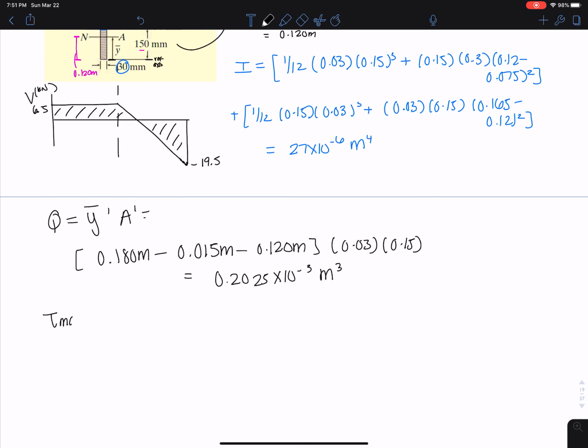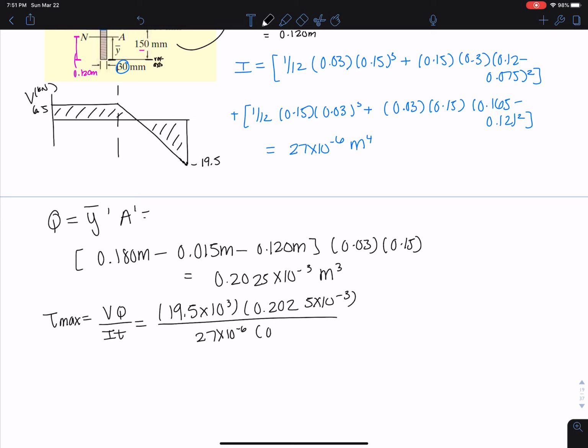Now we can plug into our shear flow equation, and we get 4.88 MPa. Basically, this is our resistance to the longitudinal shear stress that holds the boards from slipping at the right-hand support. So this is our answer here. And we're using that 19.5.